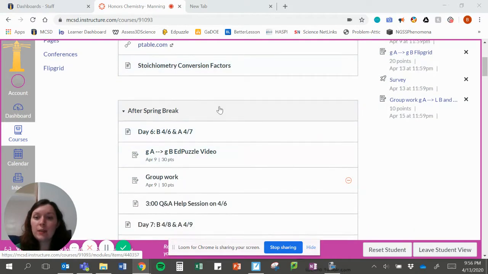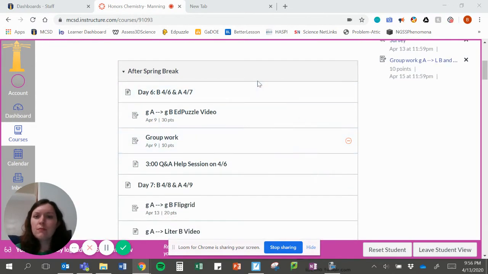But where you're going to find the bulk of your work is in this after spring break module. And for each day, I put whatever day we're on, and then I put the day for your class. So if you're on a B day for day 6, you were starting that assignment on the 6th, and A day students were starting that on the 7th.